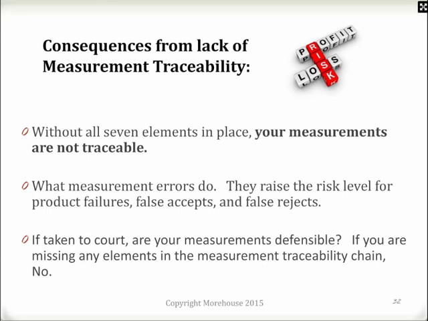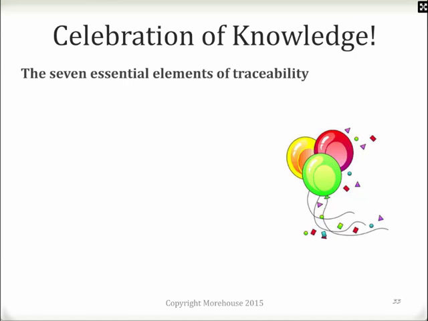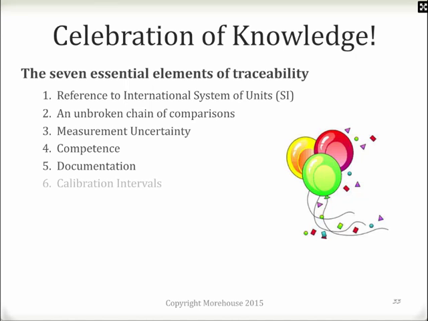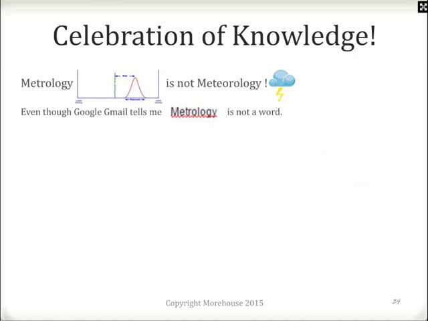If you are taking the work, are your measurements defensible? Any element missing in the measurement traceability chain? The answer is no. So, a brief review, and then I'm going to answer some questions. The 7 essential elements of traceability: reference to the International System of Units, an unbroken chain of comparisons, measurement uncertainty, competence, documentation, calibration intervals, measurement assurance.